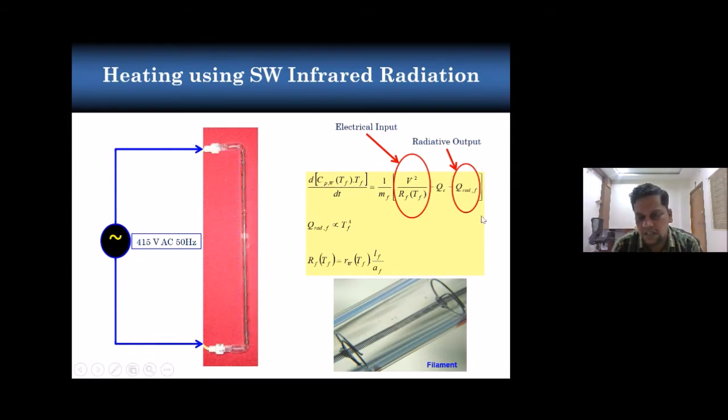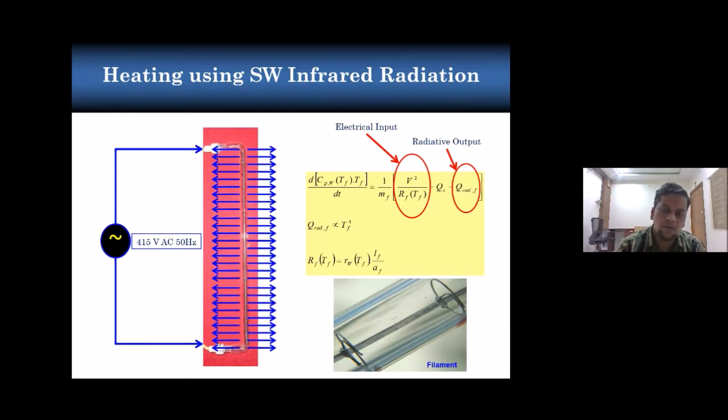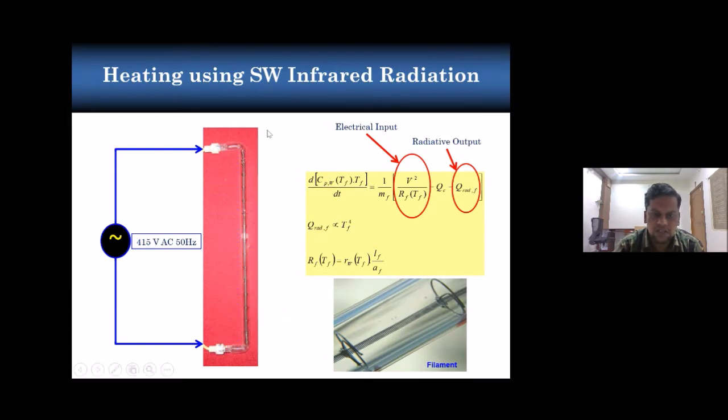So that is the radiation loss that we are using. That loss of radiation we are using for heating our object. Now this is a cylindrical element. It will radiate from all over the 360 degrees. Now on this side I can place our object, which will see this part.